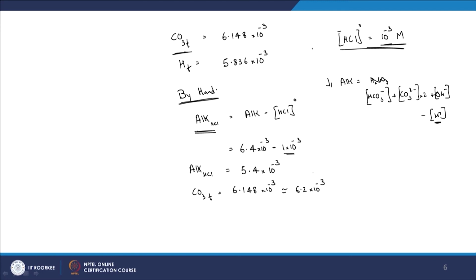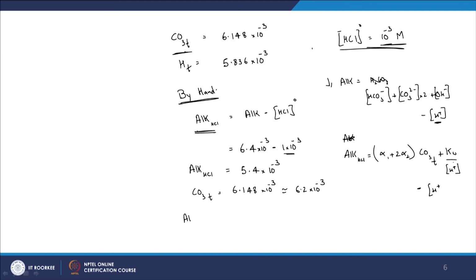So, by hand how can I solve this? I still know the alkalinity equation. So, I have this particular here. So, alkalinity after addition of HCl, which is this value, is equal to alpha 1 plus 2 alpha 2 into CO3 total, plus Kw by H plus, minus concentration of H plus, right.